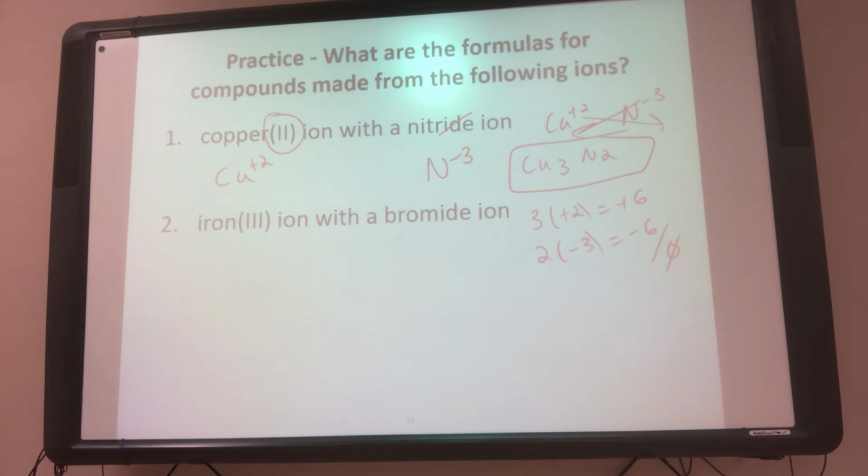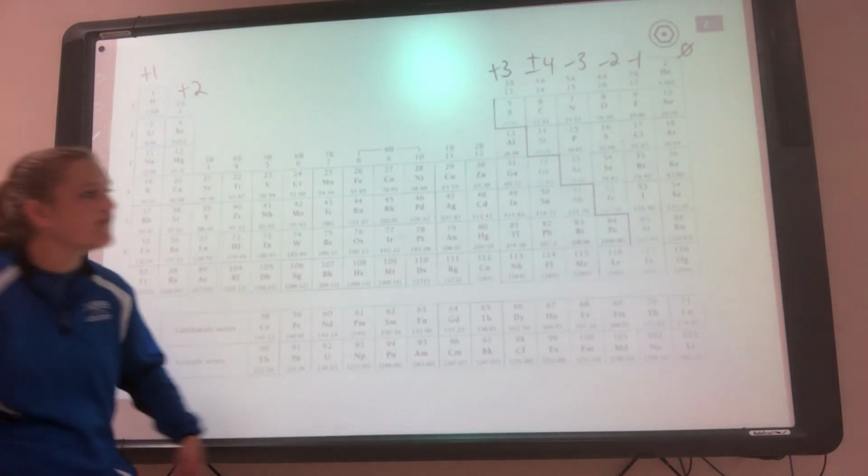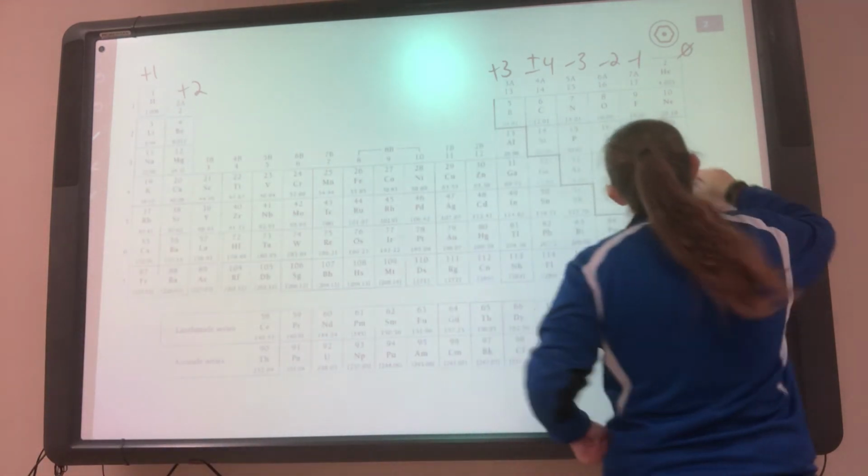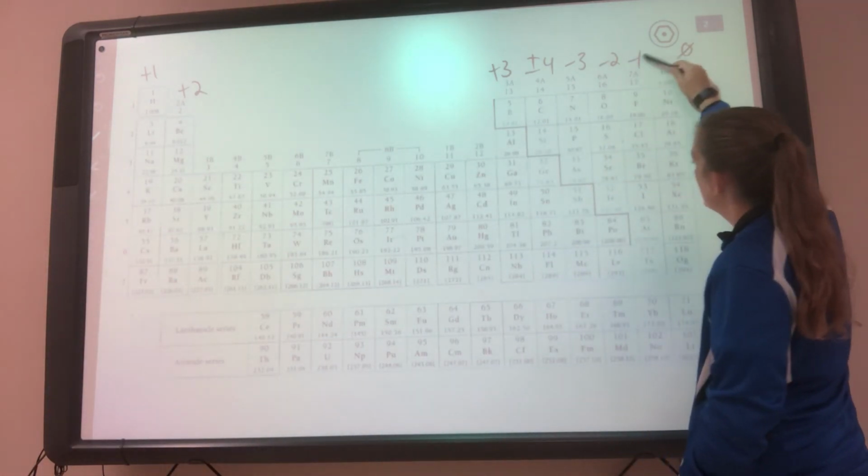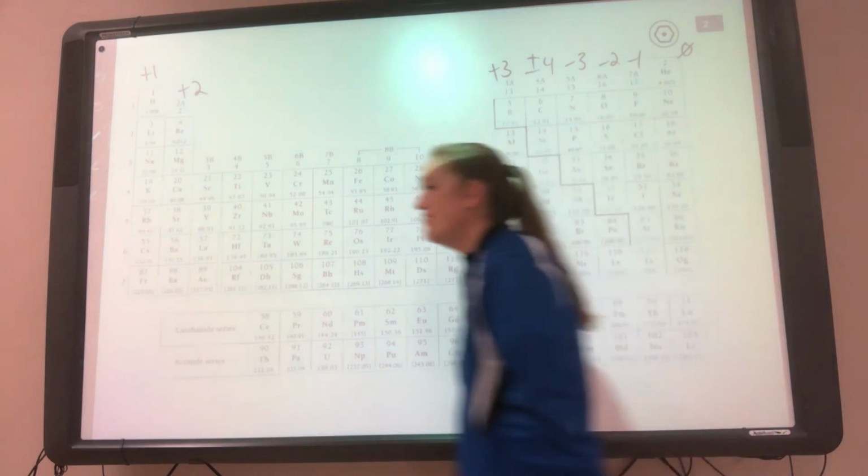All right, let's do the next one. Iron 3 ion with a bromide ion. So what's the symbol for iron? Fe. It tells me the charge, so I don't even have to go to the periodic table. It tells me right there, so just write it down. Bromide, drop the ide, so it's bromine. The symbol for bromine is Br. Go to the periodic table, find Br. Here he is. So he's a -1. So Br is a -1.